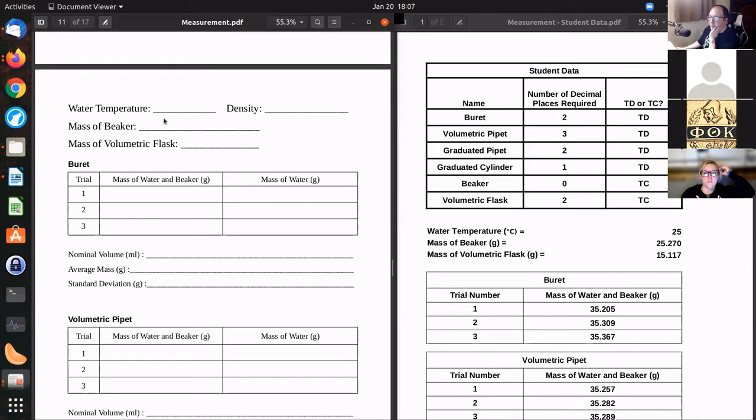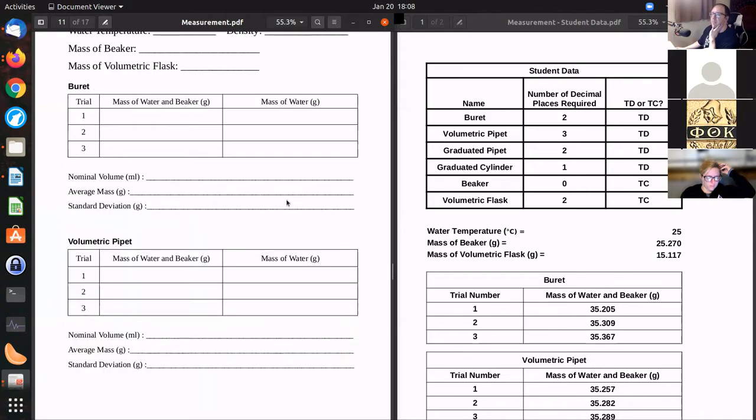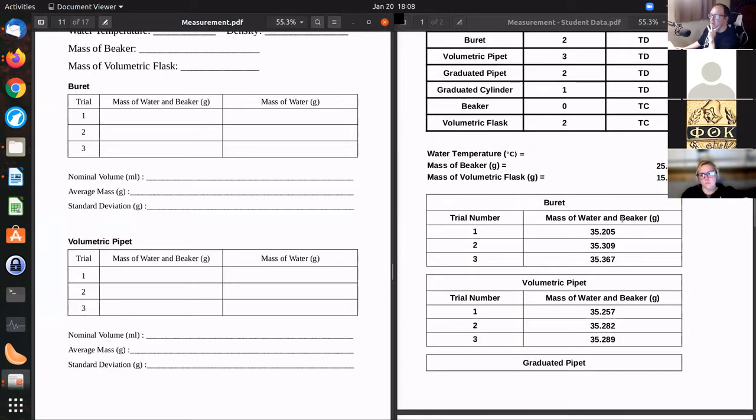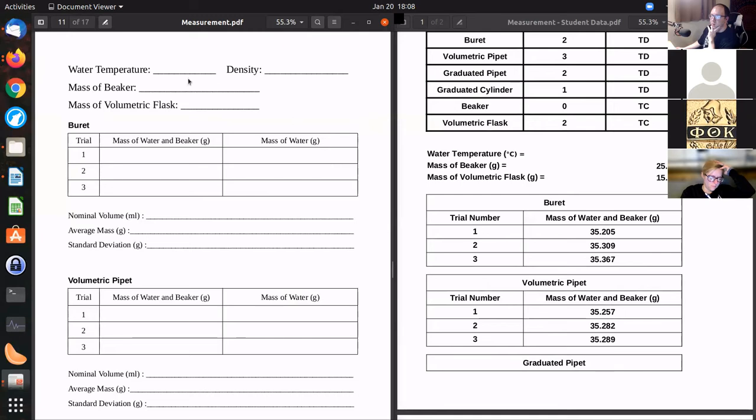The next is going to be the mass of the beaker, and then the mass of the volumetric flask. Again, you're just copying those over, okay? So you'll see here, you're given the mass of the water and the beaker, and that would be this guy right here. And then you're asked to calculate the mass of the water. And the mass of the water is going to be the mass of the beaker and the water minus the mass of the beaker. So you're just going to subtract this mass from all of these, and that's going to give you the mass of the water.